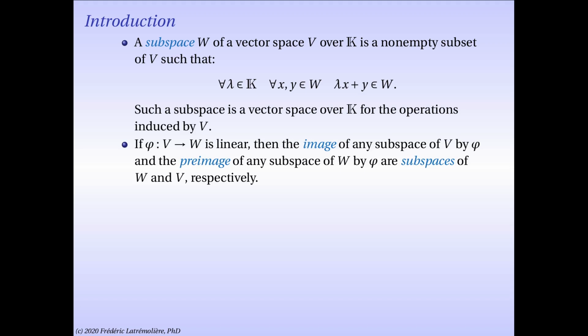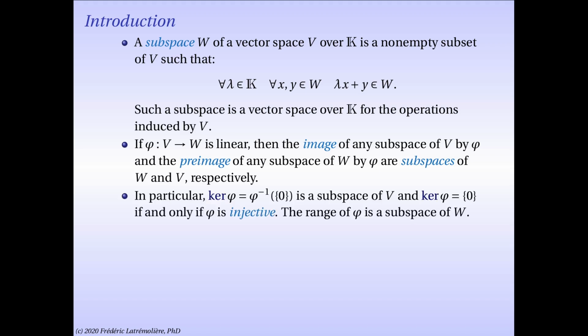If phi is a linear map from a vector space V to a vector space W, then the image of any subspace of V by phi and the preimage of any subspace of W by phi are subspaces of W and V respectively. In particular, the kernel of phi, defined as the preimage by phi of the singleton 0, is a subspace of V. The kernel of phi is the singleton 0 if and only if phi is injective, and the range of phi is a subspace of W.